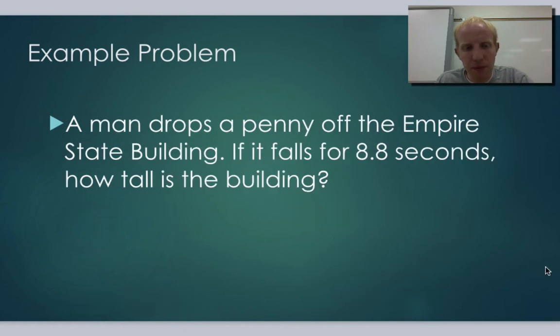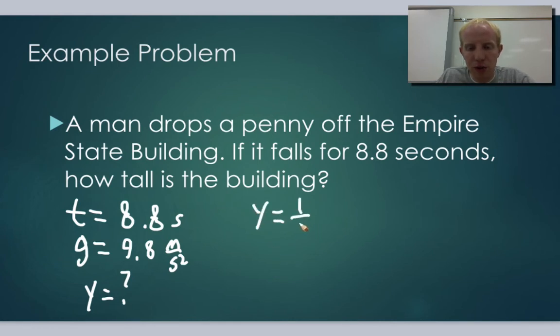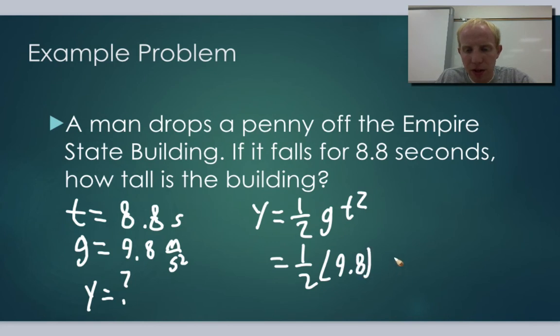Okay, so let's say a man drops a penny off the Empire State Building. If it falls for 8.8 seconds, how tall is the Empire State Building? Okay, so again, we know that the time was 8.8 seconds. We know that the gravitational acceleration is 9.8 meters per second squared, and we're looking for y. Okay, so we just know that we're going to be using this equation, y equals 1/2 gt squared. We plug in 1/2 times 9.8 times 8.8 squared.